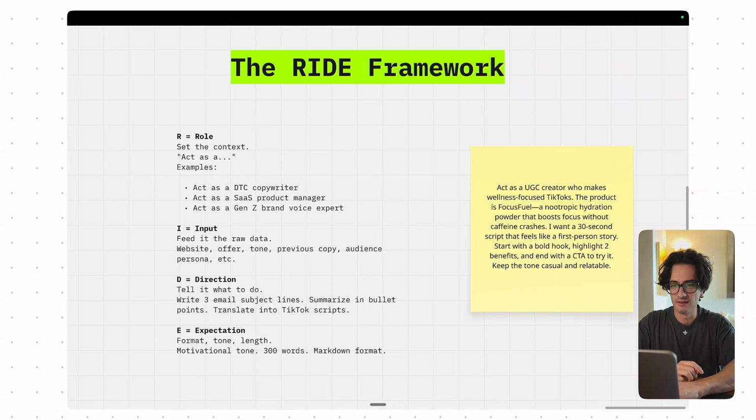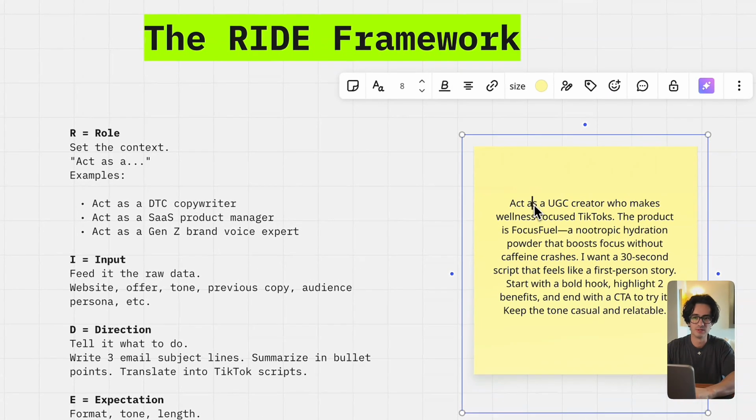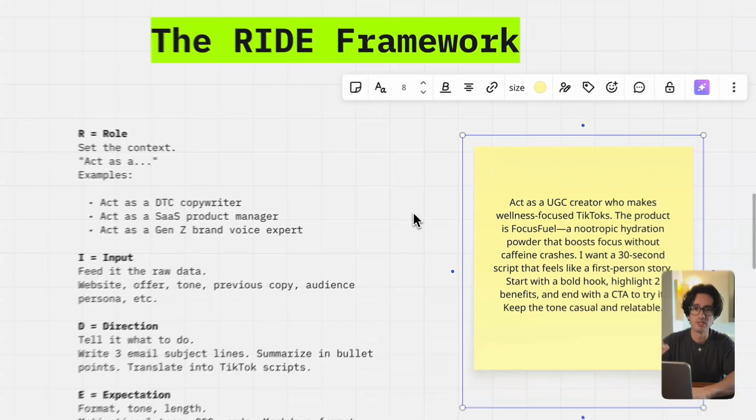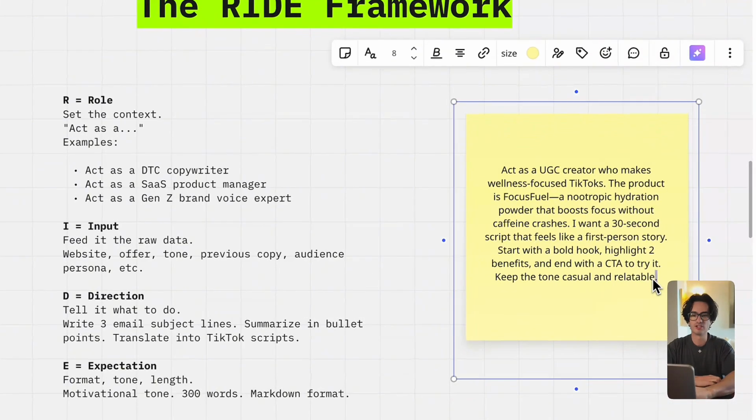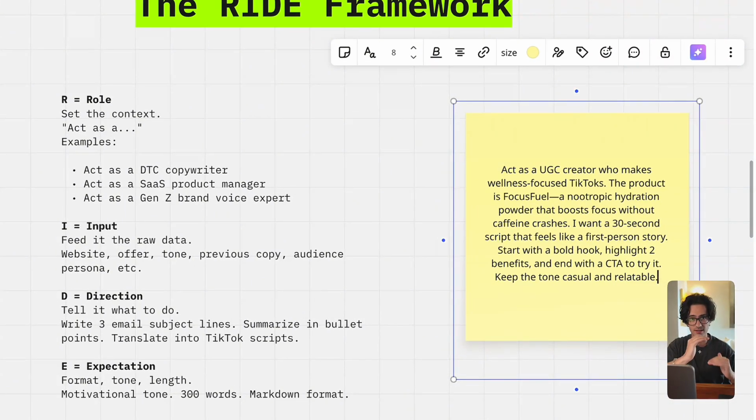So as you can see here, I laid out an example for us, and I'm just going to go ahead and copy and paste this into ChatGPT so you can see the output. But before we do that, I want to outline how this actually fits into the RIDE framework, right? So act as a UGC creator who makes wellness-focused TikToks. That's the role, right? The product is Focus Fuel, a nootropic hydration powder that boosts focus without caffeine crashes. That's the input. I want a 30-second script that feels like a first-person story. Start with a bold hook, highlight 2 benefits, and end with the CTA to try it. That's the direction. And then the expectation is keep the tone casual and relatable, right? So very straightforward. You can see clearly how in order it sets that RIDE framework.